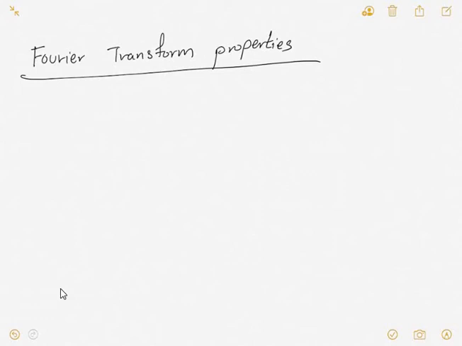Hi, good morning everyone. Today I would like to share with you a new topic that is the Fourier transform property. The first property is the linearity.